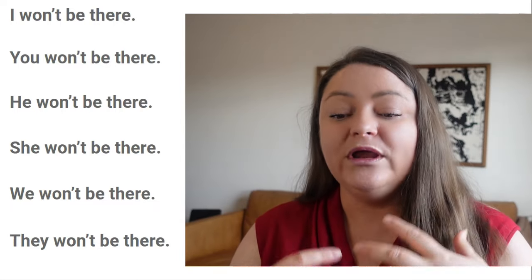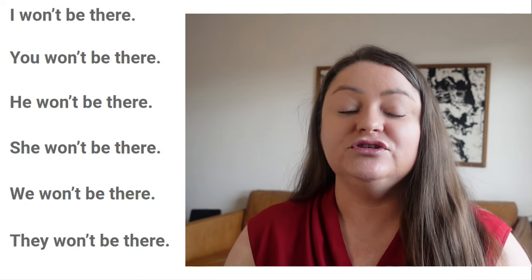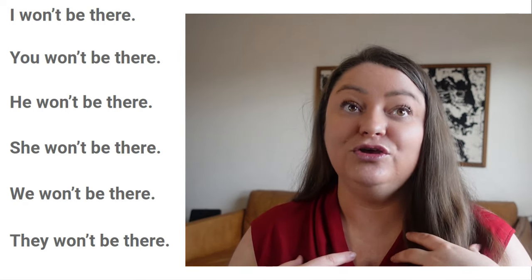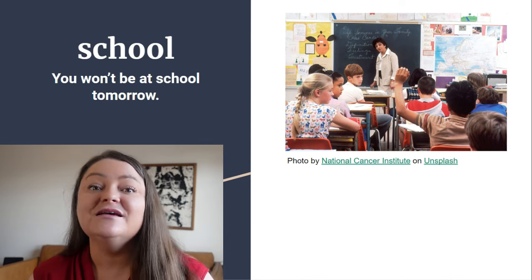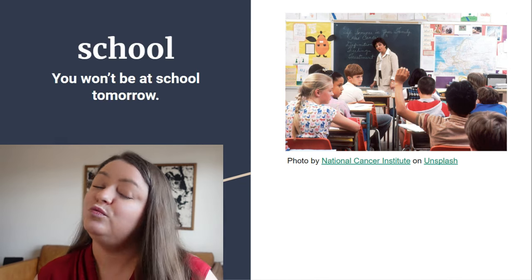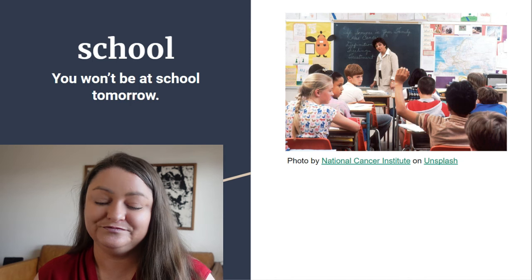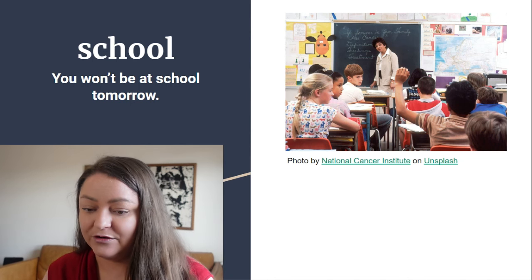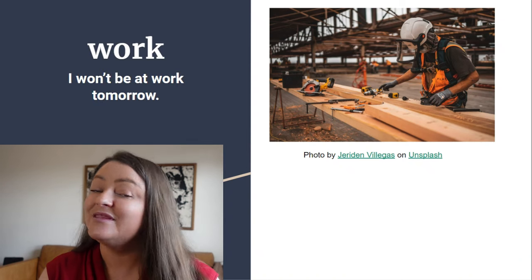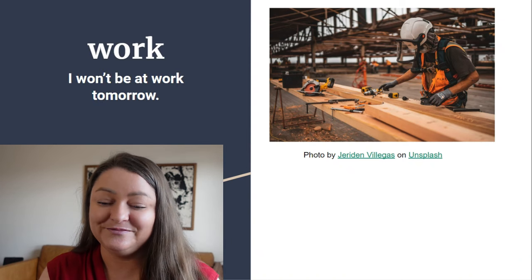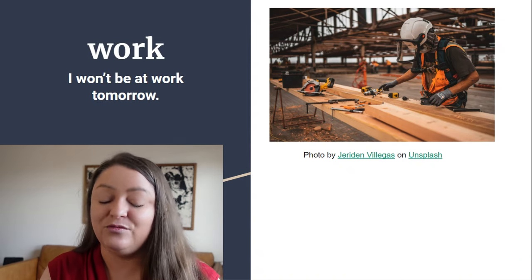So we are going to talk about using will or won't in the future to talk about where you will or won't be, a place you will or won't be. Okay, so this is school. So the sentence could be, you won't be at school tomorrow. This is work. I won't be at work tomorrow.